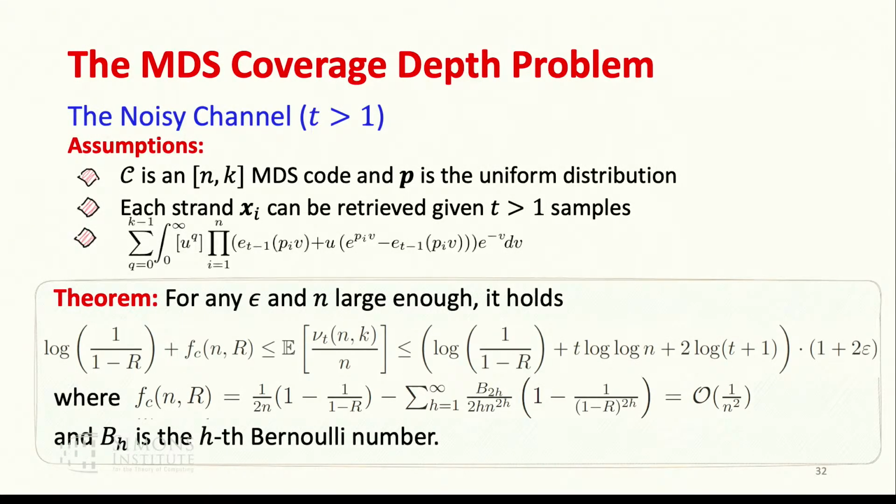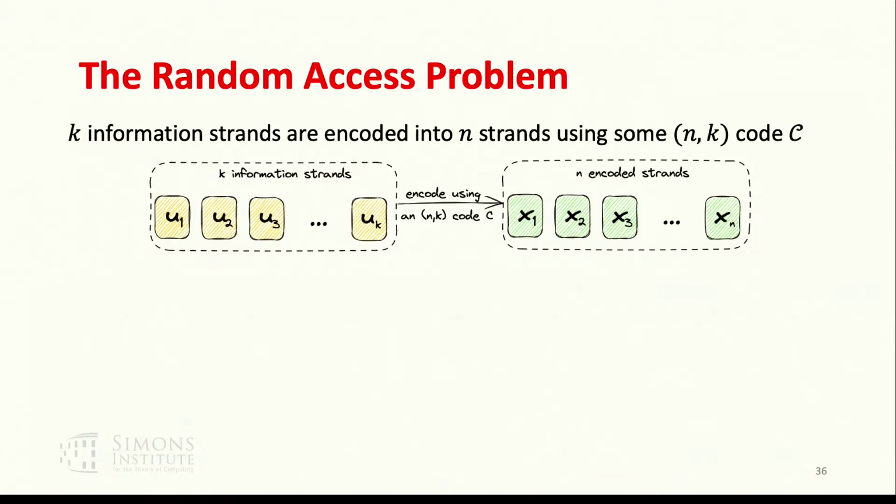I'm skipping all of this for the sake of time, because what we're mostly excited about is what they call the random access problem. Now I don't want to decode the entire file. Maybe the user comes and tells me, I want to read strand number 15, only strand number 15. So I want to do random access here. It's the same problem. I start with, say, my 10,000 oligos. I can encode them into, say, 15,000. Now the user comes and says, I want to read only strand number 15.